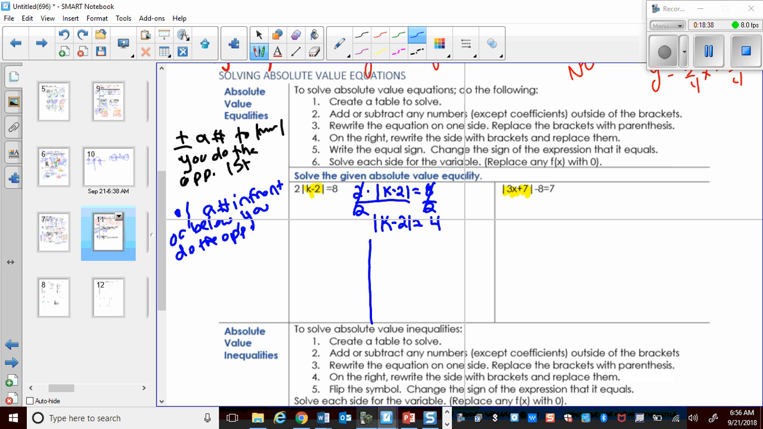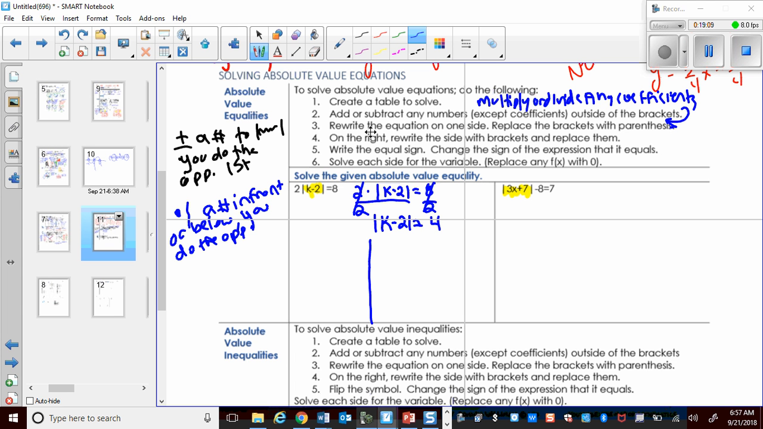Okay? Do we add or subtract any numbers except coefficients outside of the bracket? We didn't have to do that. I want you to put a little arrow here. We got to insert, multiply or divide any coefficients as necessary. That's done. We divided out the 2, the coefficient that was in front.